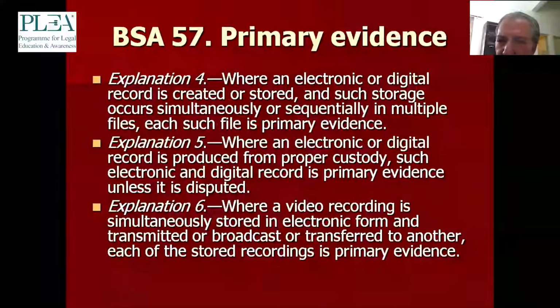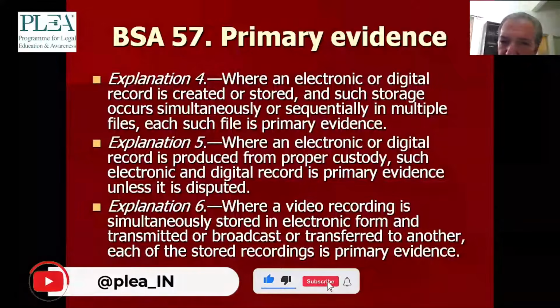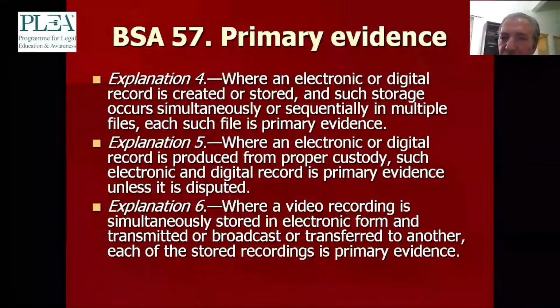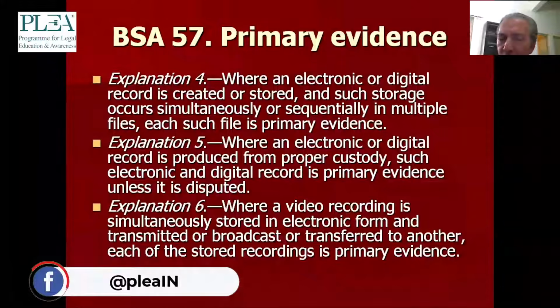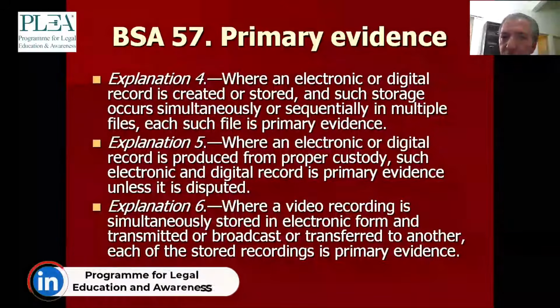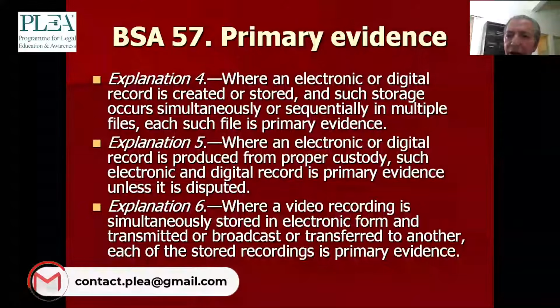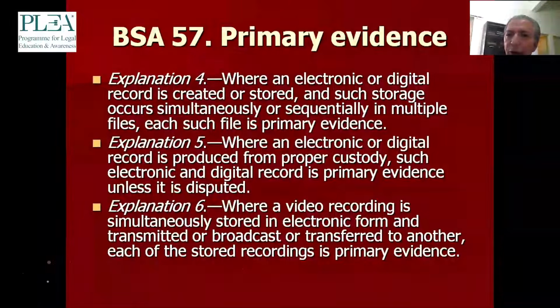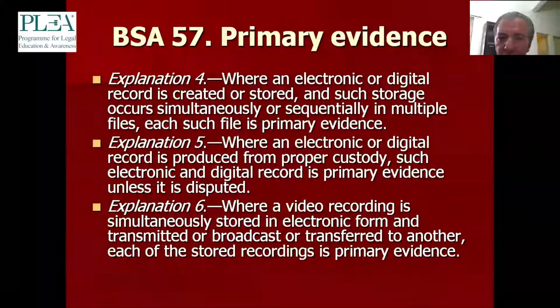Then explanation 5. Where an electronic or digital record is produced from proper custody, such electronic and digital record is primary evidence unless it is disputed. Now see, there is a chain of custody. I will explain that in detail. So chain of custody has to be examined, as produced before the court. That means from acquisition or collection of evidence or recording of evidence until the presentation, because there might be many policemen and public prosecutors that might have been transferred. So that custody is simply the list of persons who have kept that evidence from the capturing stage up to the presentation stage. That we shall see. I will explain all the stages one by one.